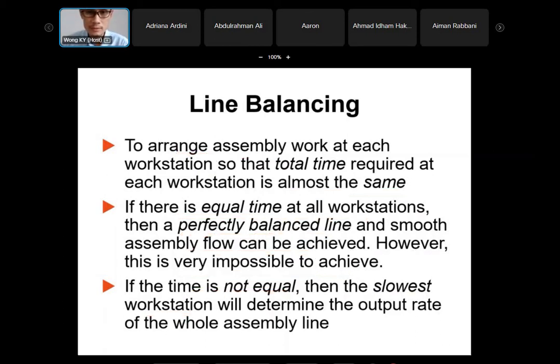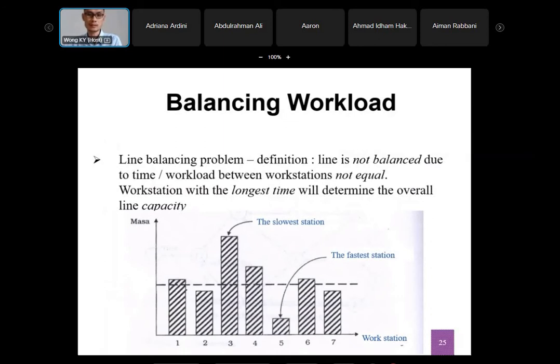Okay, so if you look at this, then maybe you can understand better. So for example, there is an assembly line or production line consisting of seven workstations. Right, as mentioned before, each workstation has their own capacity. So each workstation can have different cycle time. So for example, the first workstation, this is a cycle time. Second workstation, this is a cycle time. Okay, third workstation, this is a cycle time also.